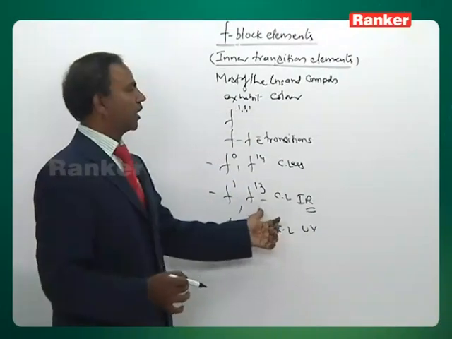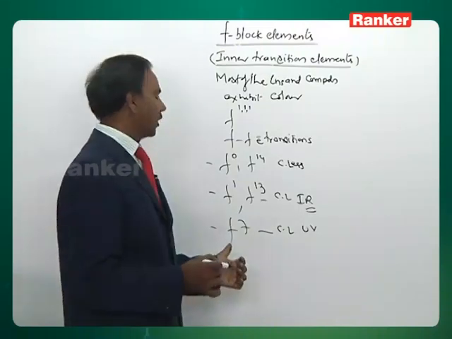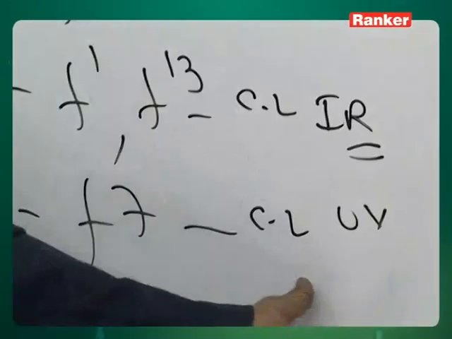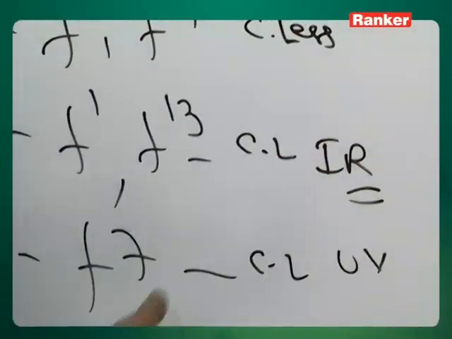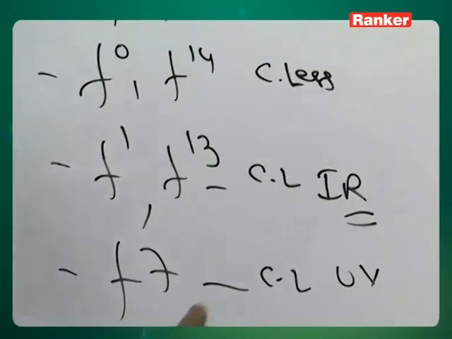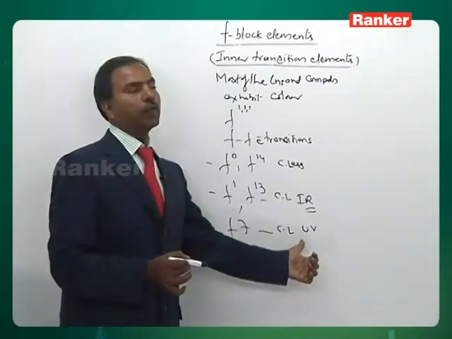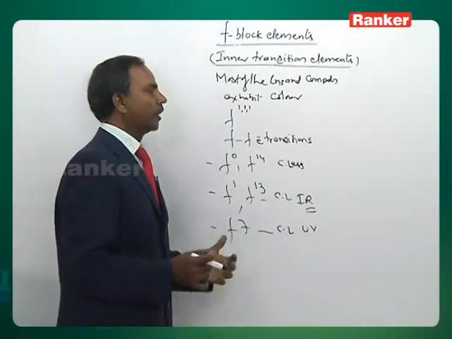So f1 and f13, even though they are carrying an unpaired electron, are still colorless. Similarly, in the case of f7, they are still colorless. In the case of f1 and f13, it is due to infrared absorption, and for the f7 electronic configuration, it is due to UV absorption. Even though they are carrying unpaired electrons, they are not exhibiting color.